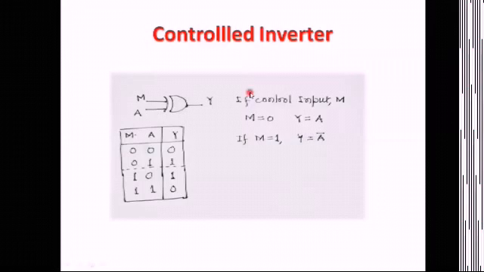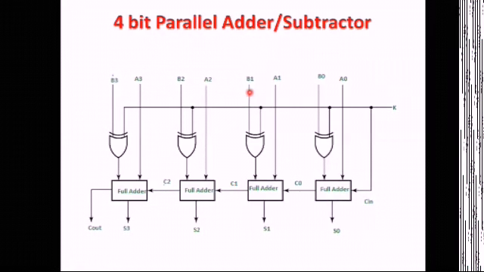So we will be applying this in the next slide. Next, we are moving to the 4-bit parallel adder subtractor. This is the circuit. In this circuit, there are 4 full adders: first, second, third, and fourth full adder. And also there are 4 XOR gates: this is one XOR gate, second, third, and fourth.